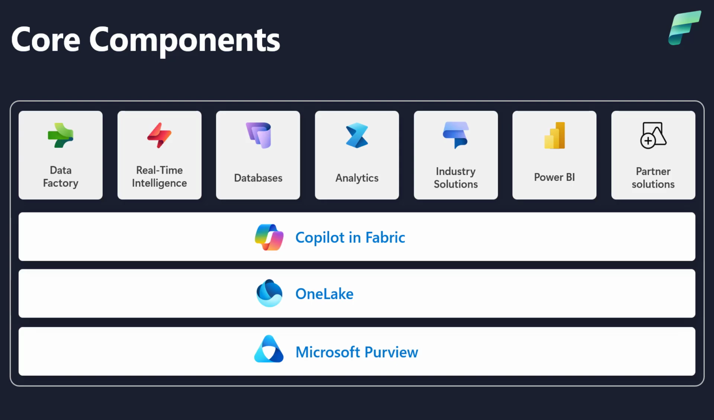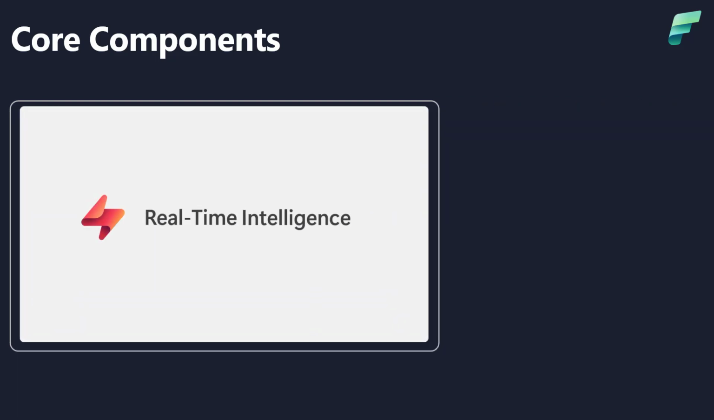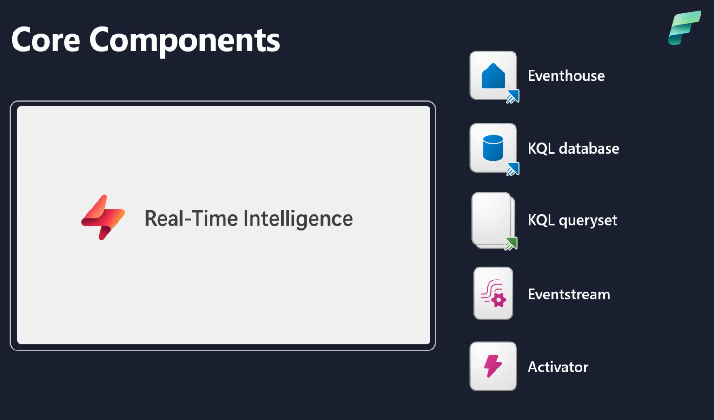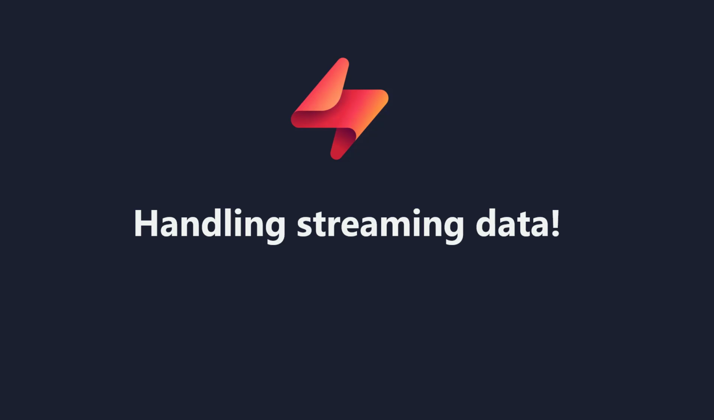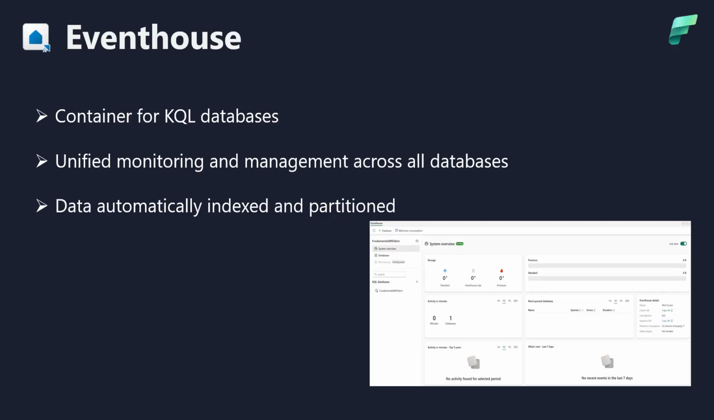Let's move on to the next component, which is real-time intelligence. Within real-time intelligence, we have at least 5 important items to understand: Event House, KQL database, KQL query set, event stream, and activator. Before we proceed to explain each of these items in more detail, please keep in mind that the main goal of using real-time intelligence in Fabric is to handle streaming data, data in motion, meaning as soon as data arrives, you want this data processed and stored within the Fabric.